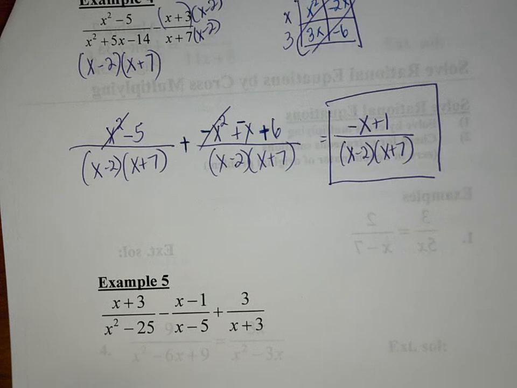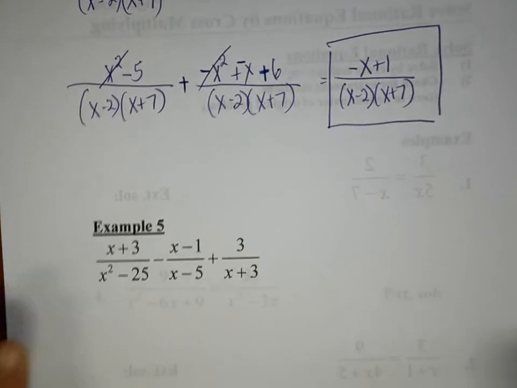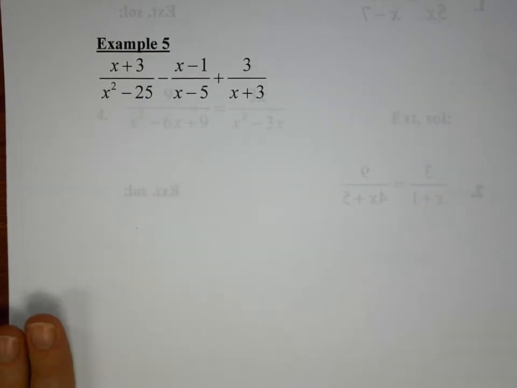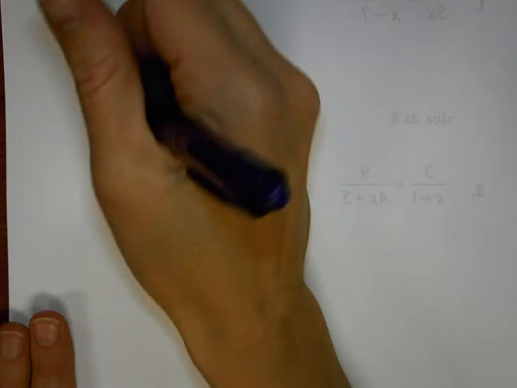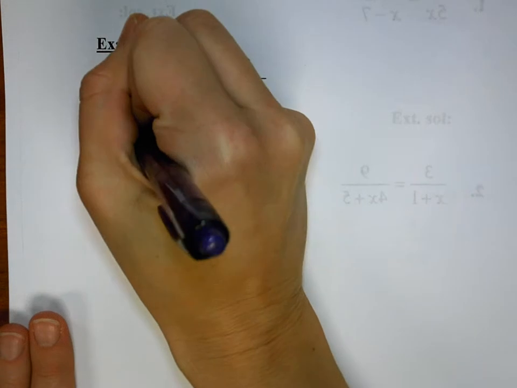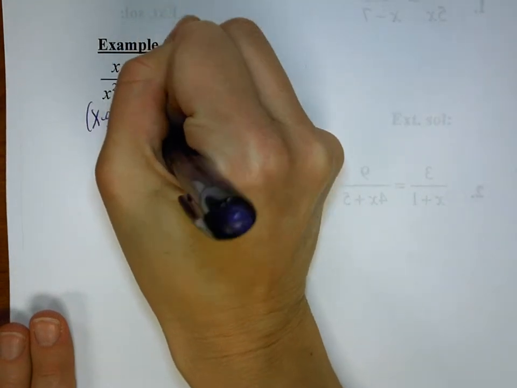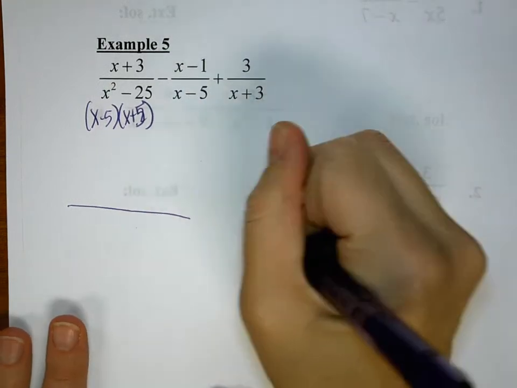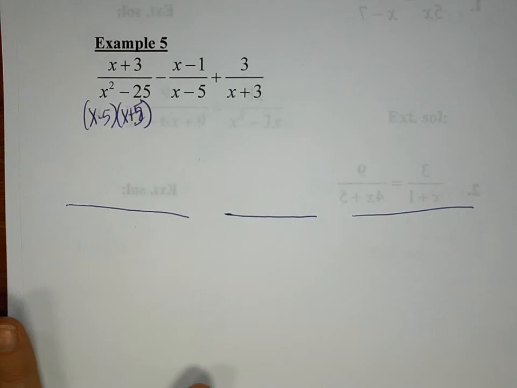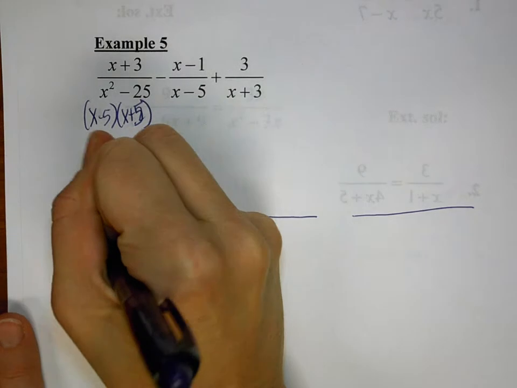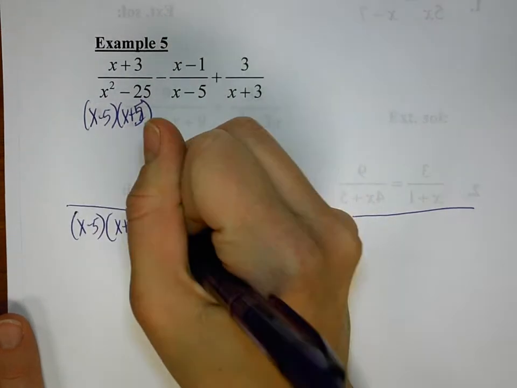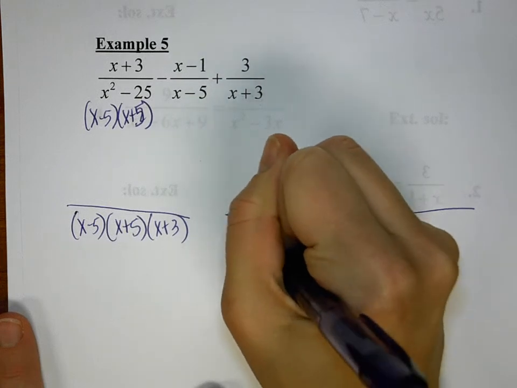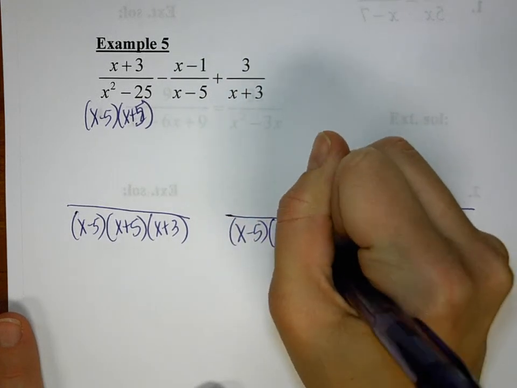All right, now for the more difficult one. And why do you think example 5 is more difficult? 3. Okay, what is x squared minus 25 factor to be? Okay, what would be my common denominator? Good. X minus 5, x plus 5, and x plus 3. So I'm writing that with 3 fractions because that's what I have up there to make sure I don't forget anything.